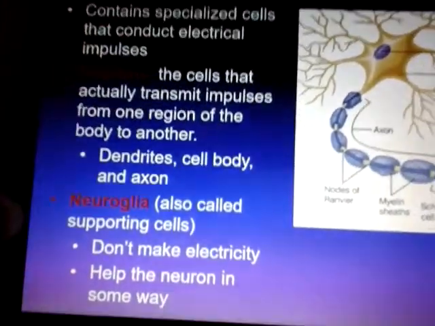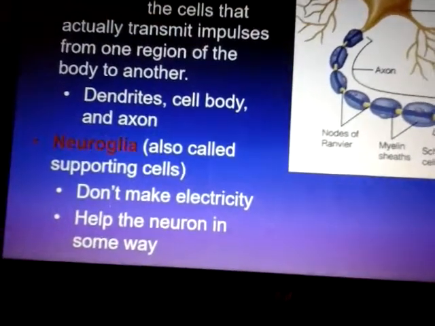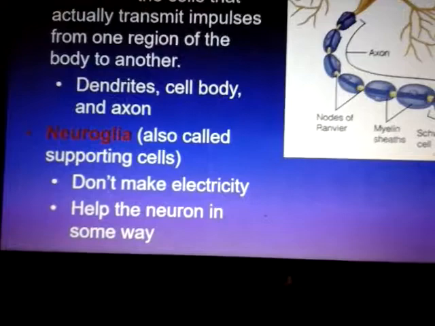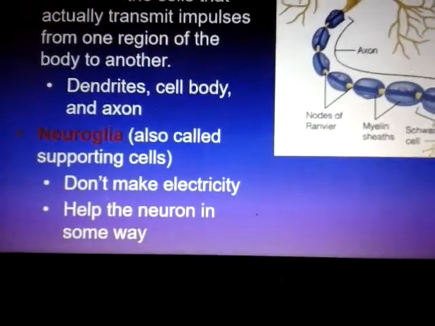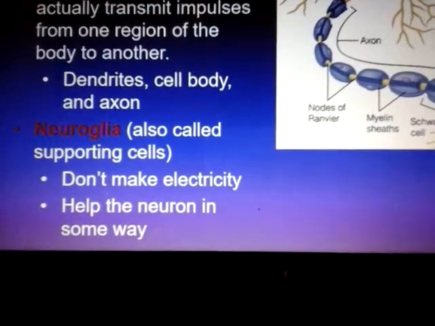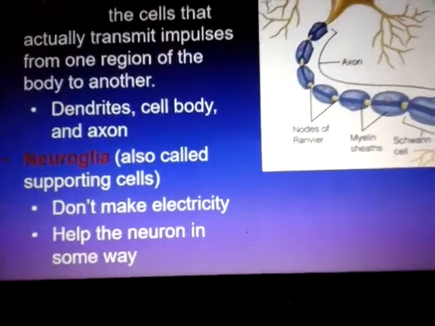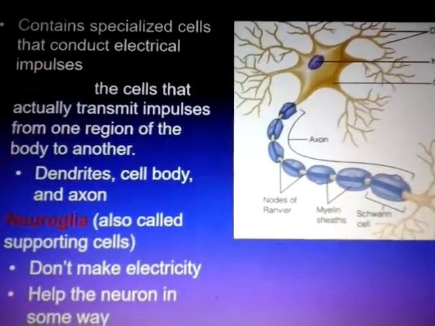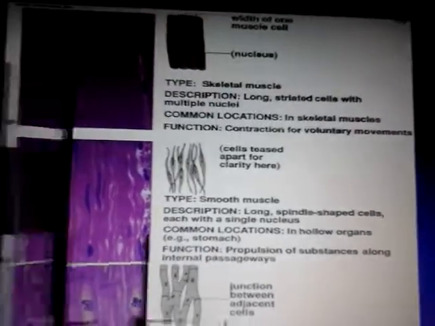which actually make the electricity, and then you have these things called neuroglial. They're also called your supporting cells, and they're not going to make electricity, but they're going to help the neuron in some way. So in your coloring book, you'll see where it talks about oligodendrocytes and astrocytes. These are going to help the neuron do its job, but they themselves aren't going to create the electricity. Oops, sorry.